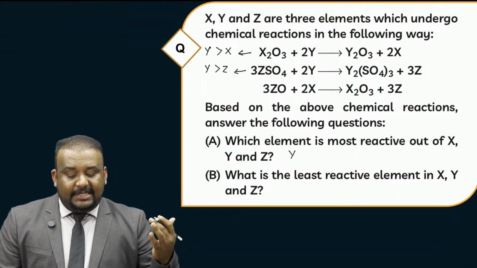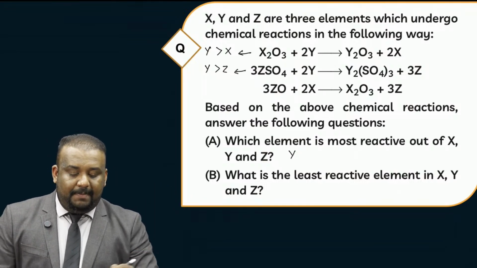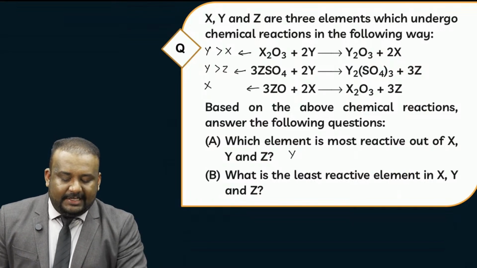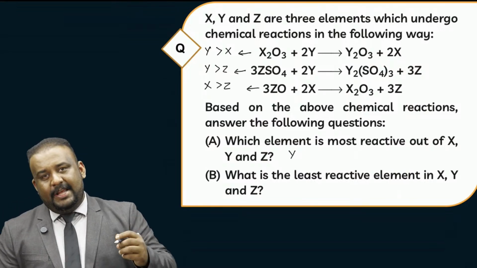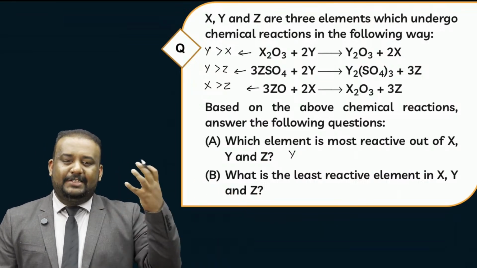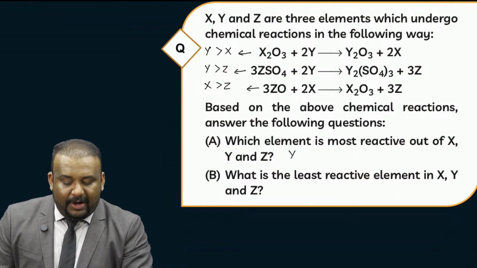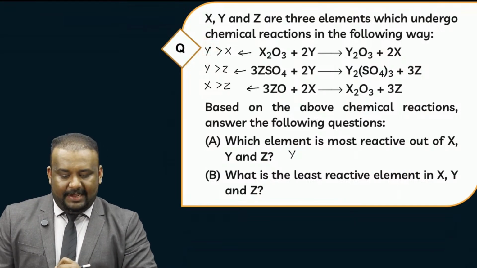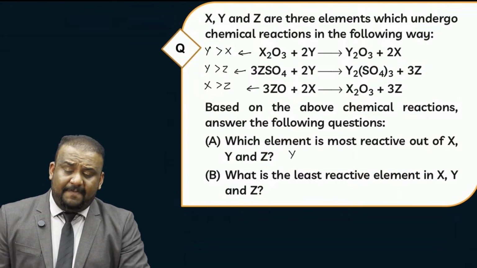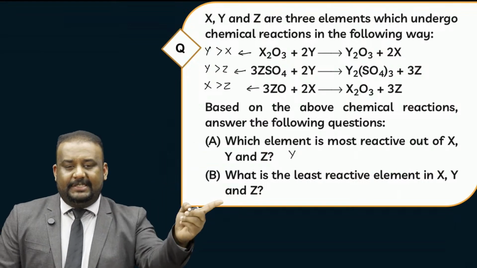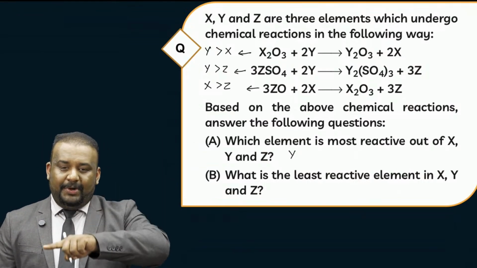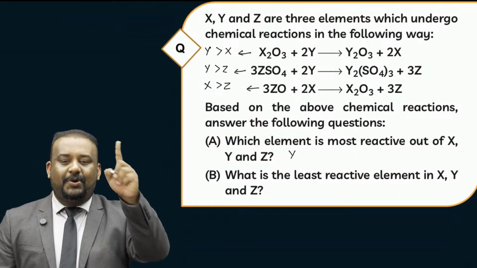And then ZO plus X gives X2O3 plus Z. So from the last reaction, it is very evident that X is able to displace Z, which means X is more reactive than Z, right? X is more reactive than Z. So we already found that Y is most reactive. So we can say that if X is able to displace Z, definitely Y will be able to displace Z because Y is able to displace X and that X is able to displace Z. That means Y will be able to displace Z.